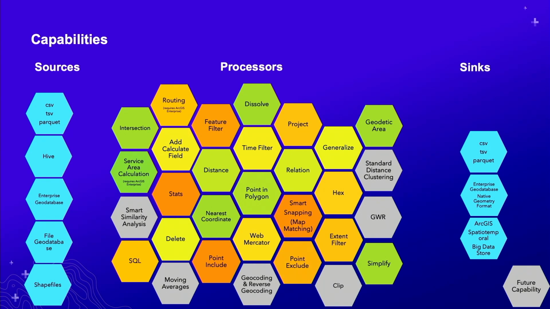As for the sinks, I want to highlight you can now write to the enterprise geodatabase such as SQL Server, Postgres, or Oracle with native geometry format. You can also write to ArcGIS Spatial Temporal Big Data Store. When you persist to ArcGIS Spatial Temporal Big Data Store, you get feature service, map service published automatically as well.